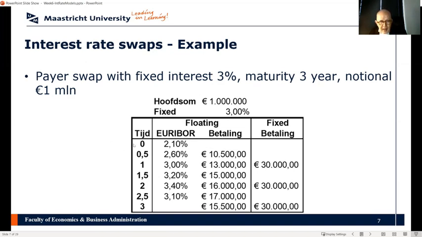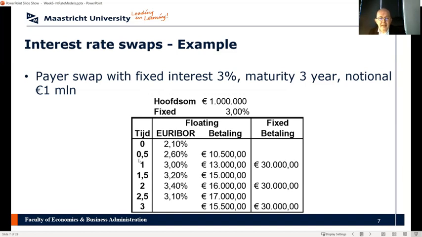Well, today I am now at time 0, and at the beginning of the contract, we observe the 6-month interest rate for the first half-year period. In this example, it's 2.1%. And at time 0, I agree with my counterparty to start with the swap contract, but at time 0, basically nothing happens.